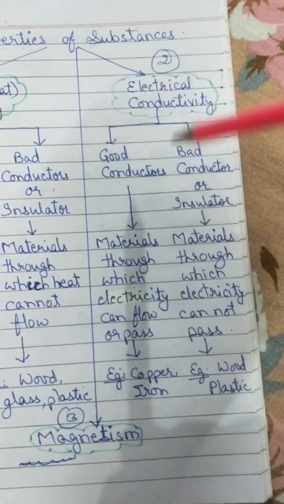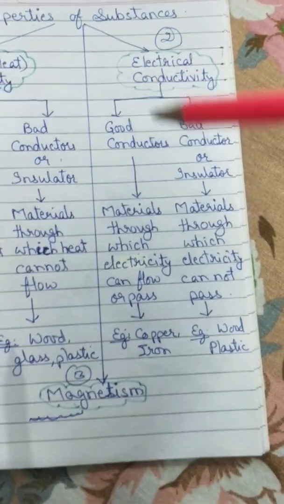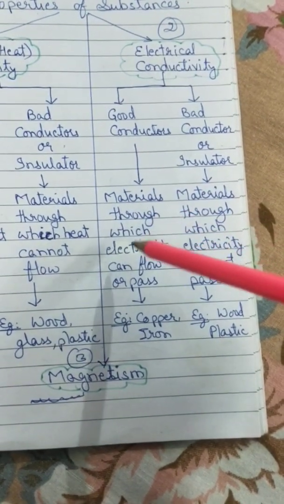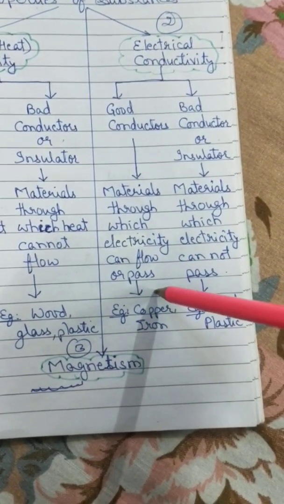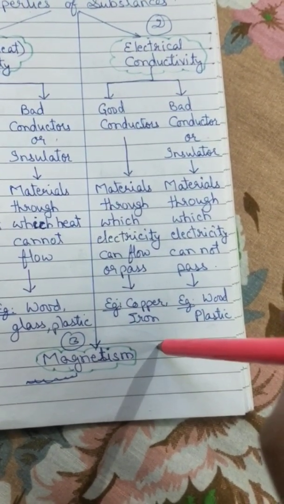Electrical conductivity is also of two types: good conductors and bad conductors. Good conductors means materials through which the electricity can flow or pass easily, like your copper, iron, or any kind of metal.